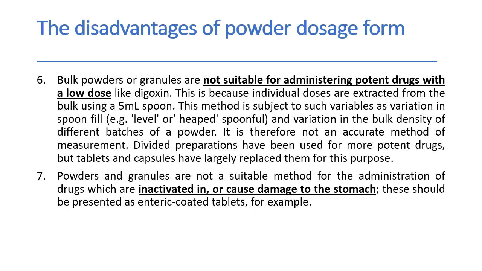This is because of the inaccuracy in the method of measurement, where the individual doses are extracted from the bulk using, for example, a 5 milliliter spoon. This method of measurement is subject to variation in the spoon fullness, such as level or heaped spoonful, and it's also subject to variation in the bulk density of different batches of a powder. Therefore, divided preparations have been used for more potent drugs. However, tablets and capsules have been largely used for this purpose.